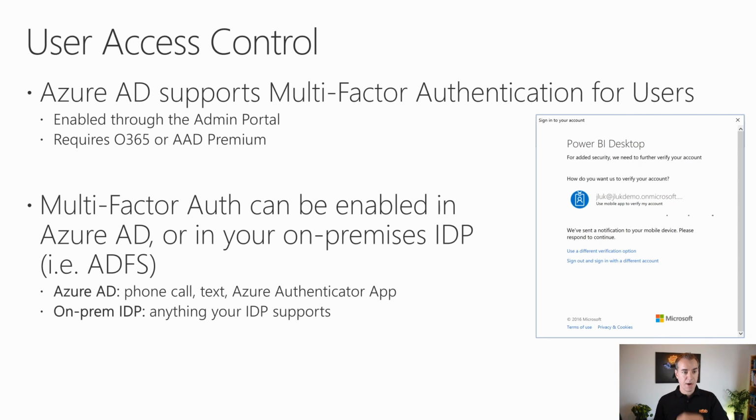Okay. Now, what are some of the things that you can do that you might not know with these credentials? Well, the first thing that you can do, of course, is turn on multi-factor authentication. And again, you can turn this on for all your assets inside of Azure Active Directory. So you enable this through the admin portal. It does require Office 365 or AAD Premium. So if you just have Power BI, you need to get AAD Premium to be able to turn on multi-factor authentication. When you turn it on, it can be enabled in Azure AD or on-premises.